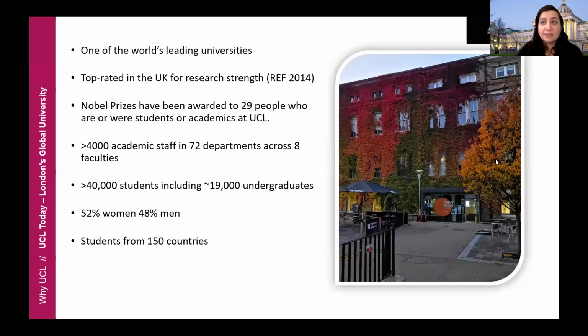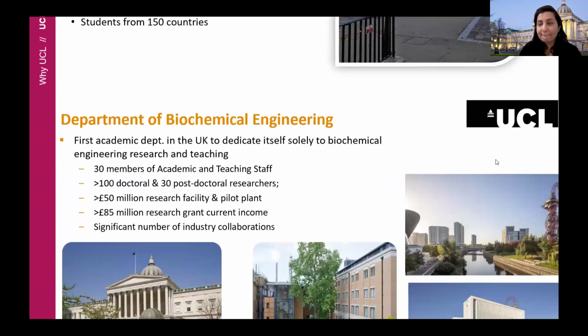So we're a top rated UK university for research and for teaching as well. We have more than 4,000 academic staff, and we're around 50-50 between, if you want to categorize staff and students, women and men.